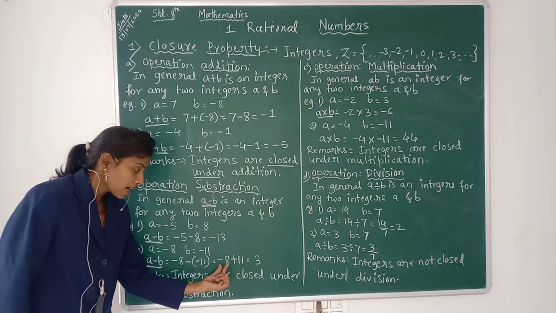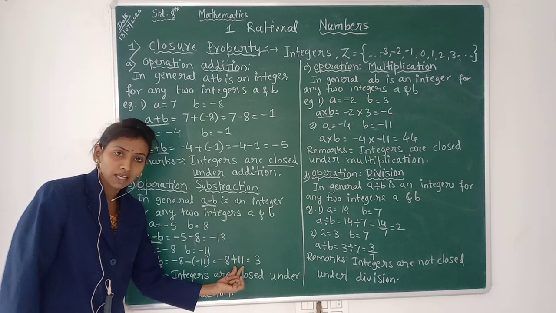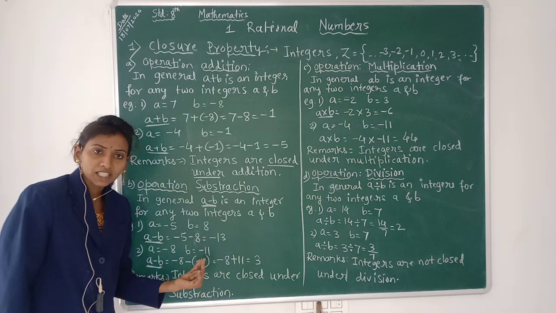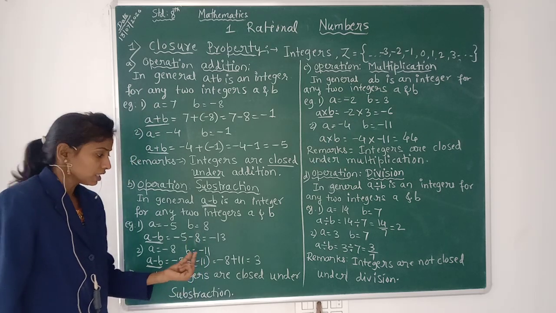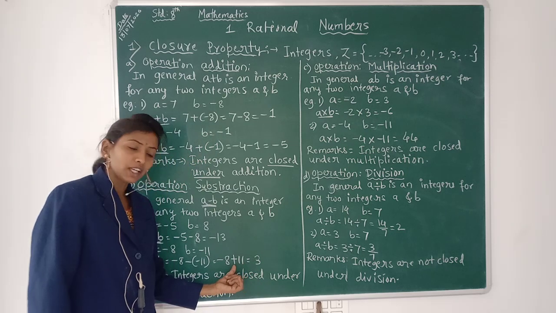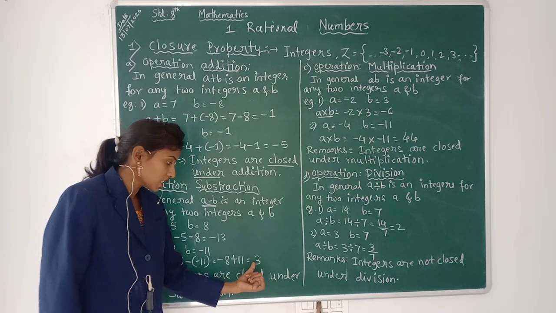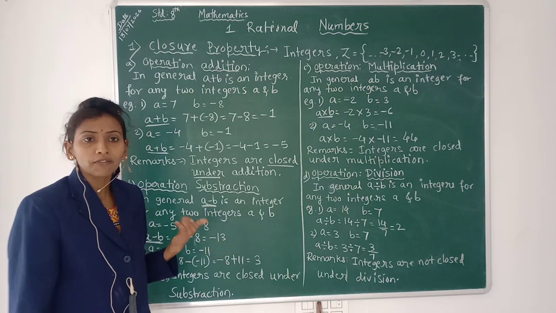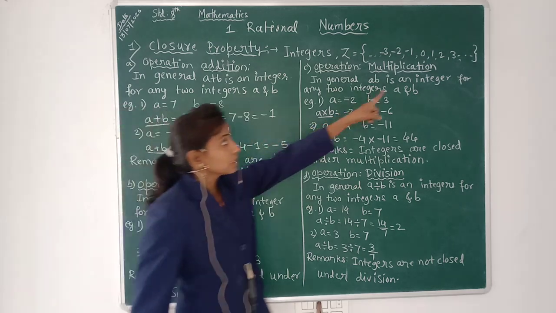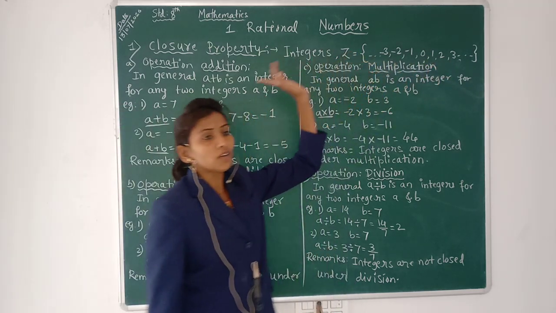Here minus 8 is there and here plus 11 is there. You are doing subtraction, subtracting 11 from 8, which means you get 3. Before 11 you have a plus sign, so it is plus 3. See, does plus 3 belong to the set of integers or not? 3 is in the set of integers.